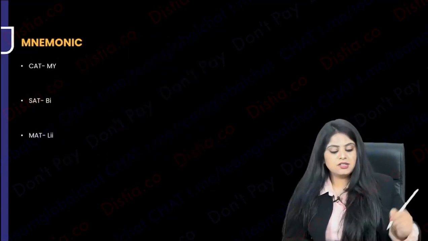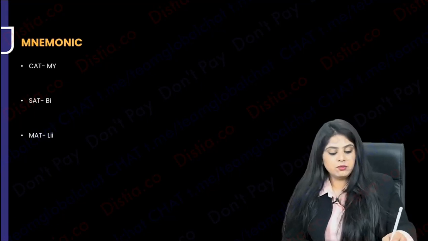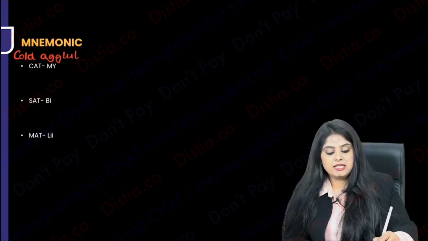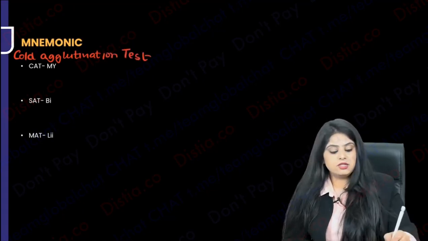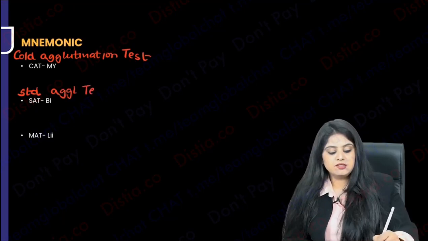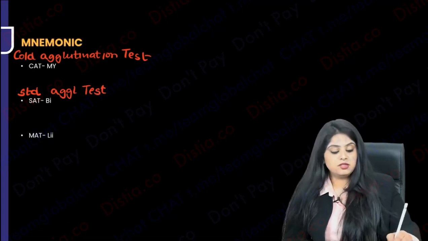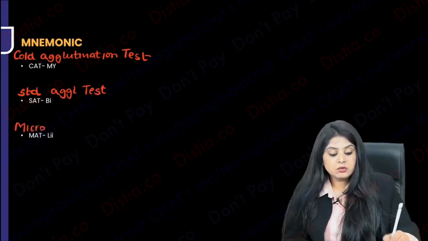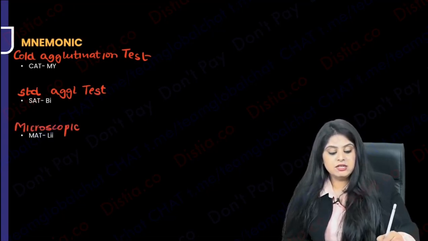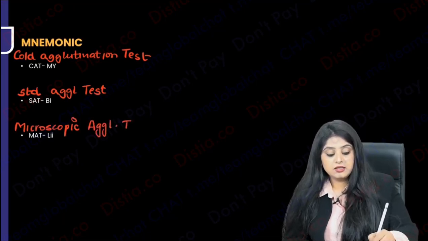So let me tell you, what is this CAT, SAT, MAT? पहले तो full form करो. Full form is their agglutination tests. So AT always has to stand for agglutination test. ठीक है, तो CAT is cold agglutination test. SAT is going to be standard agglutination test. And these are done in test tubes. Now M is for microscopic agglutination test. This is the one that is done under a microscope.